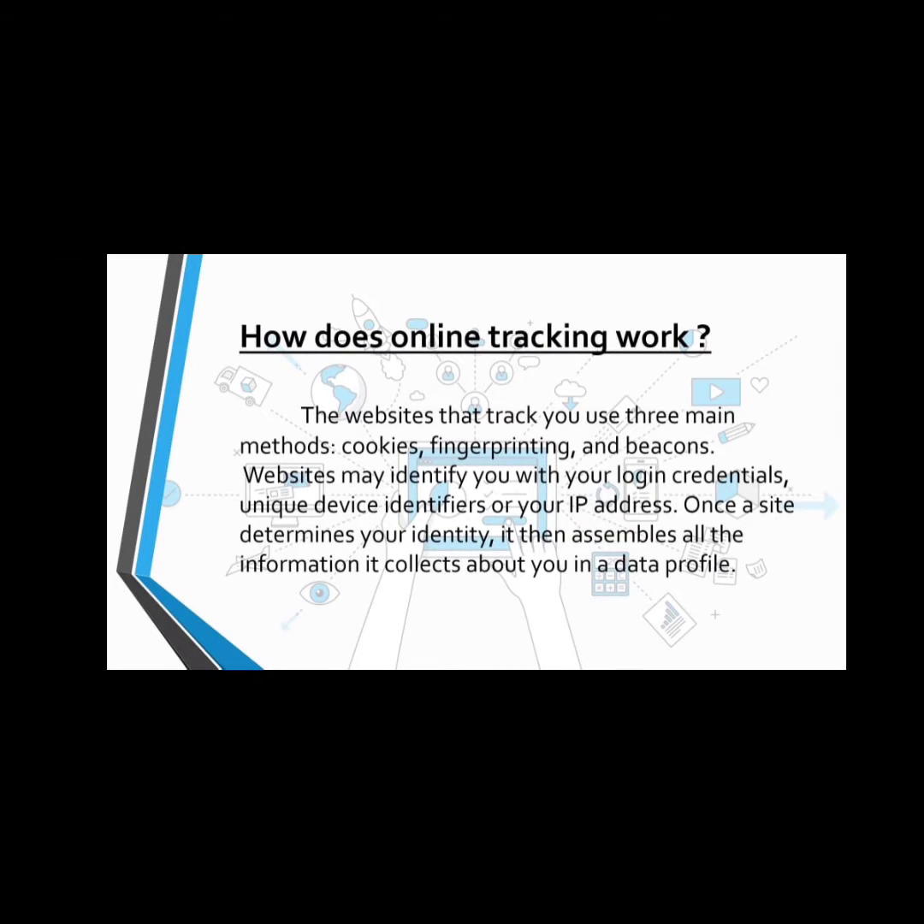Next, how does online tracking work? The websites that track you use three main methods: cookies, fingerprinting, and beacons. A website may identify you with your login credentials, your unique device identifiers, or your IP address. Once a site determines your identity, it then assembles all the information it collects about you in a data profile. So we see the three main methods of website tracking.